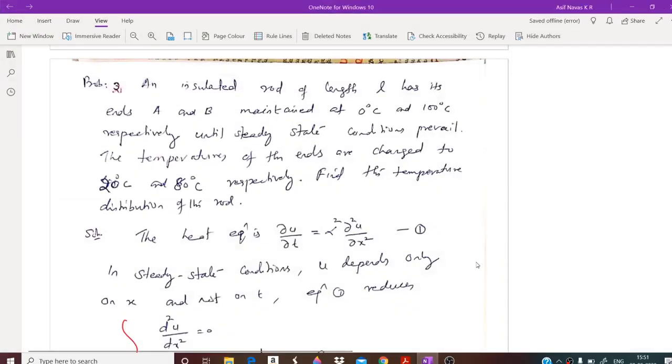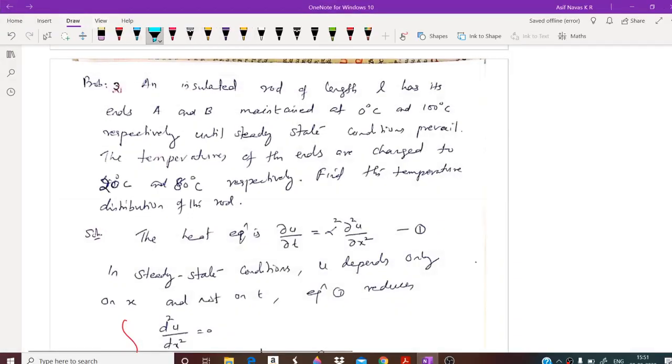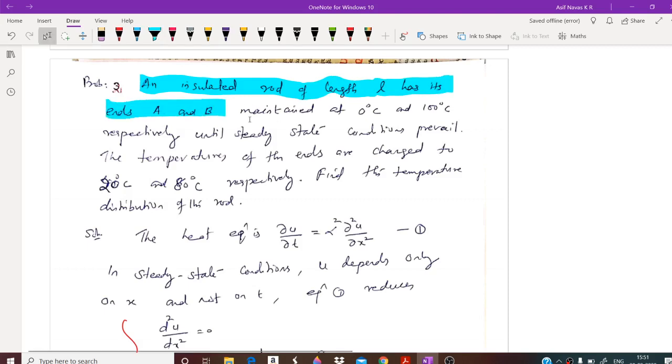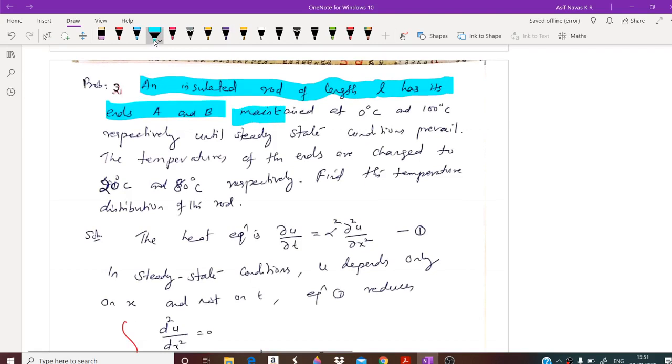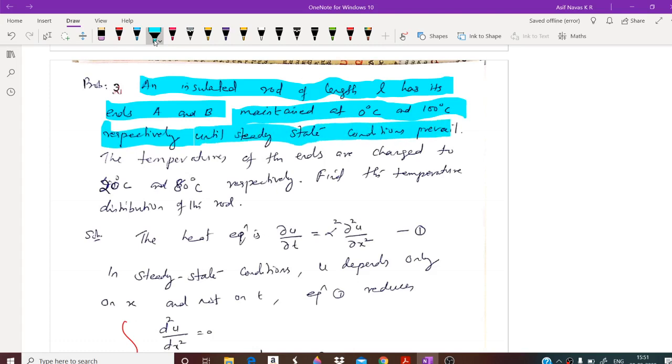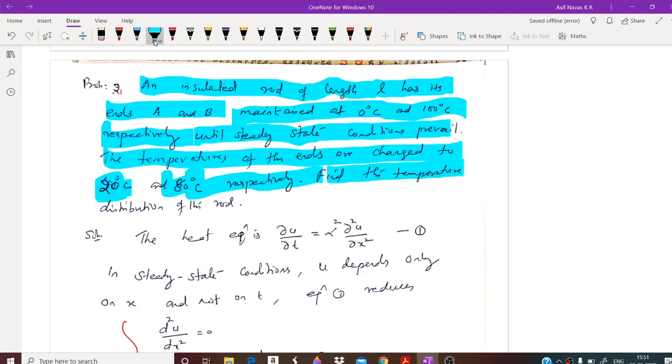Next problem. It's a problem in the heat equation. An insulated rod of length L has its ends A and B maintained at 0 degrees Celsius and 100 degrees Celsius respectively, until steady state conditions prevail. The temperatures of the ends are then changed to 20 degrees Celsius and 80 degrees Celsius respectively. Find the temperature distribution of the rod.